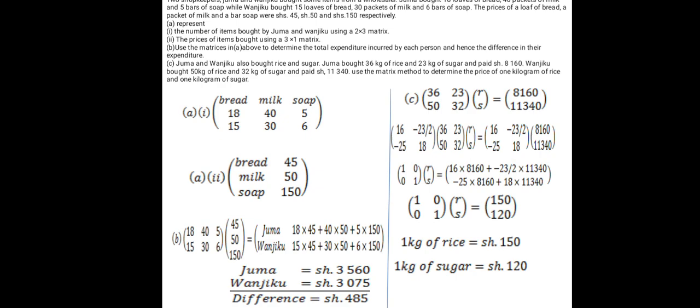Juma bought 35 kilograms of rice and 23 kilograms of sugar and paid 8,160 shillings. Wanjiku bought 50 kilograms of rice and 32 kilograms of sugar and paid 11,340 shillings. Use the matrix method to determine the price of 1 kilogram of rice and 1 kilogram of sugar.